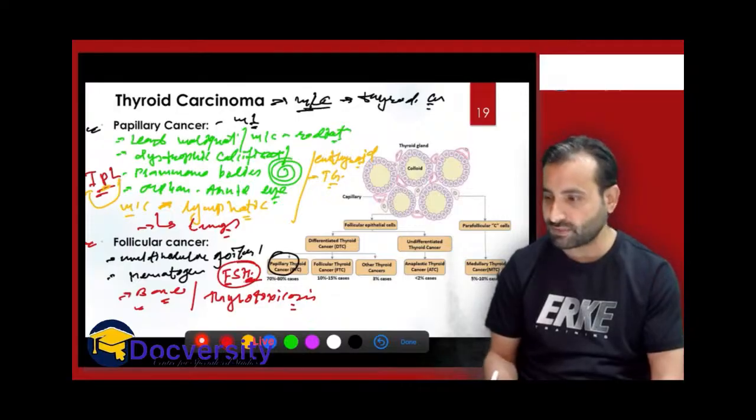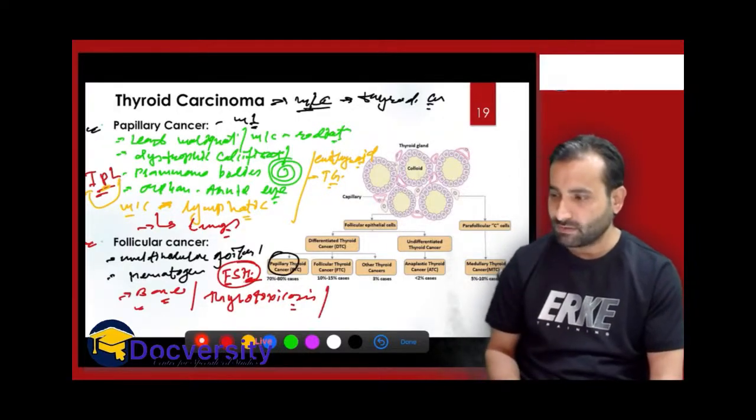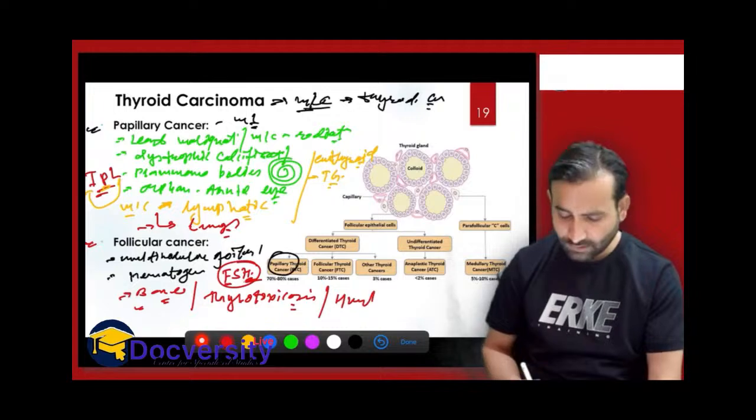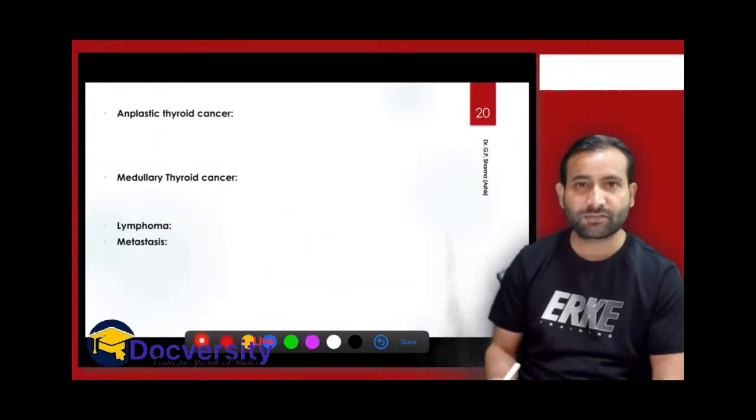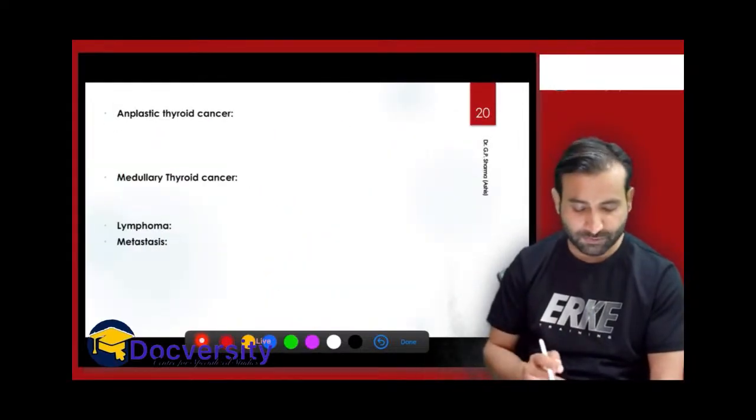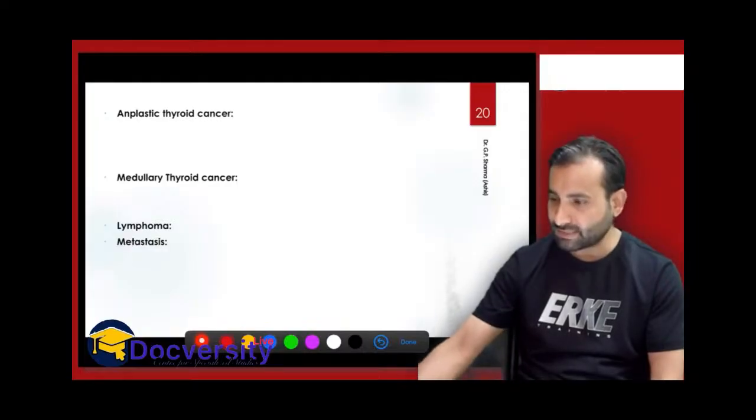Thyrotoxicosis. So please remember, these are the questions in the exam. And yes, there is one subtype that is called Hurthle cell type. They will ask you in the exam, Hurthle cell type of thyroid carcinoma is which type of thyroid carcinoma? So please remember this one. Another type is what? The anaplastic type.